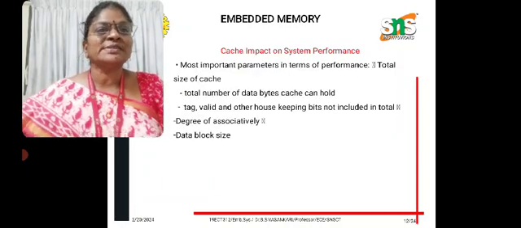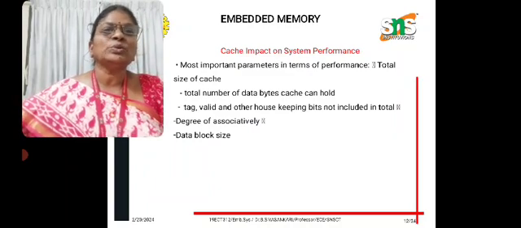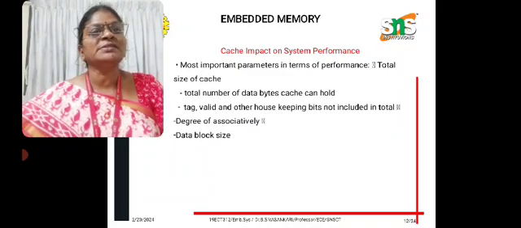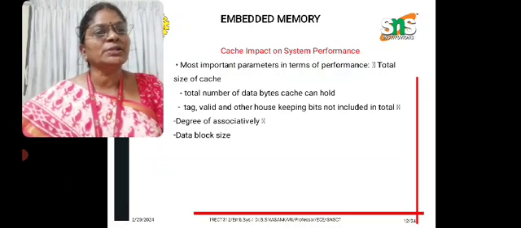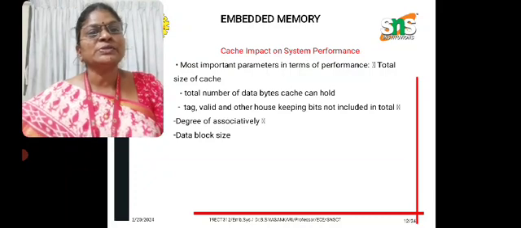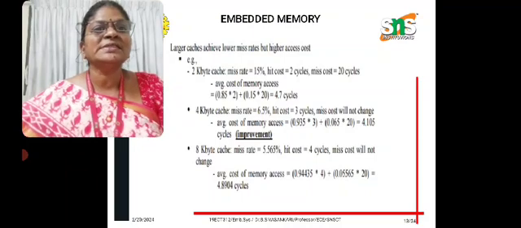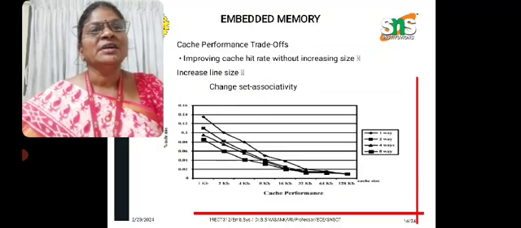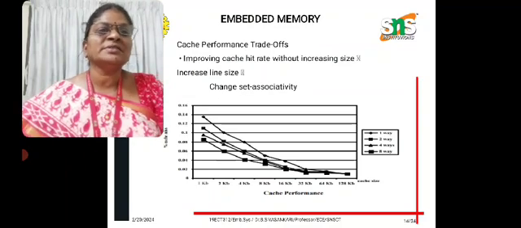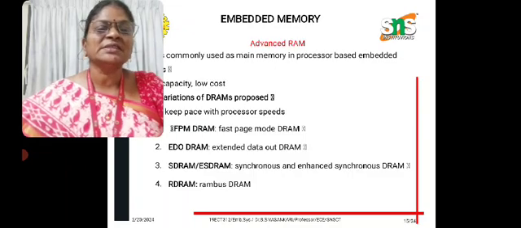And cache impact on system performance: the most important parameters in terms of performance are the total size of the cache, meaning the total number of data bytes the cache can hold, with tag, valid, and other housekeeping bits not included in the total, then the degree of associativity and the data block size. The largest caches achieve lower miss rates but higher access cost. This is an example for that type of cache, and these are the cache performance trade-offs. That is our cache performance, showing how it changes with associativity.